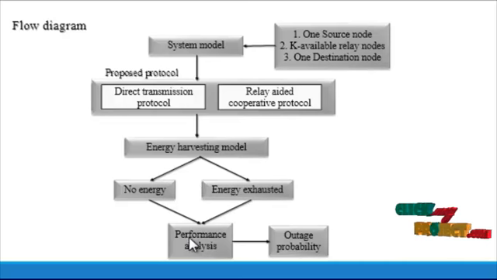Finally, we calculate the performance analysis in terms of outage probability, that is, SNR versus BER. BER means bit error rate. When calculating the outage probability, it should be minimum.